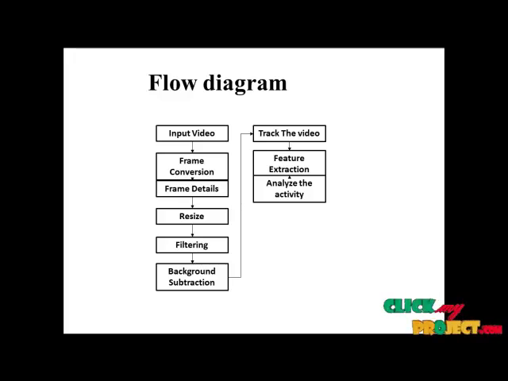In that background subtraction we are using the DCT. DCT means discrete cosine transform, so it is going to easily identify the object movements. Finally we are going to track that video. In that video the players' movements will be tracked. In this tracking we are going to plot the bounding box. After tracking the video we are going to extract the features, and after the feature extraction we are going to analyze the activity. It may be running or standing, like that we are going to analyze. Finally we are going to classify the results for accuracy, sensitivity and specificity.